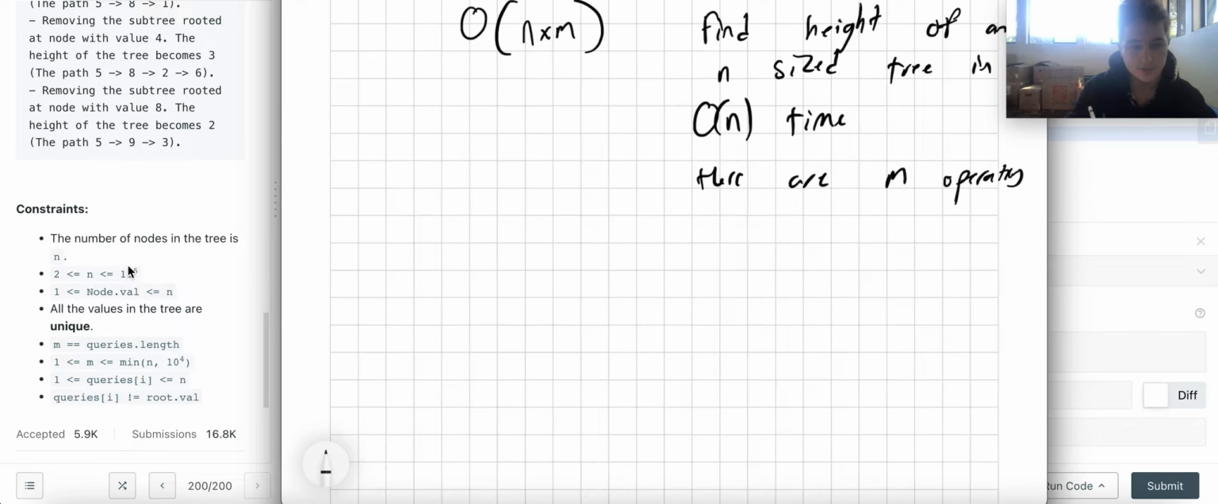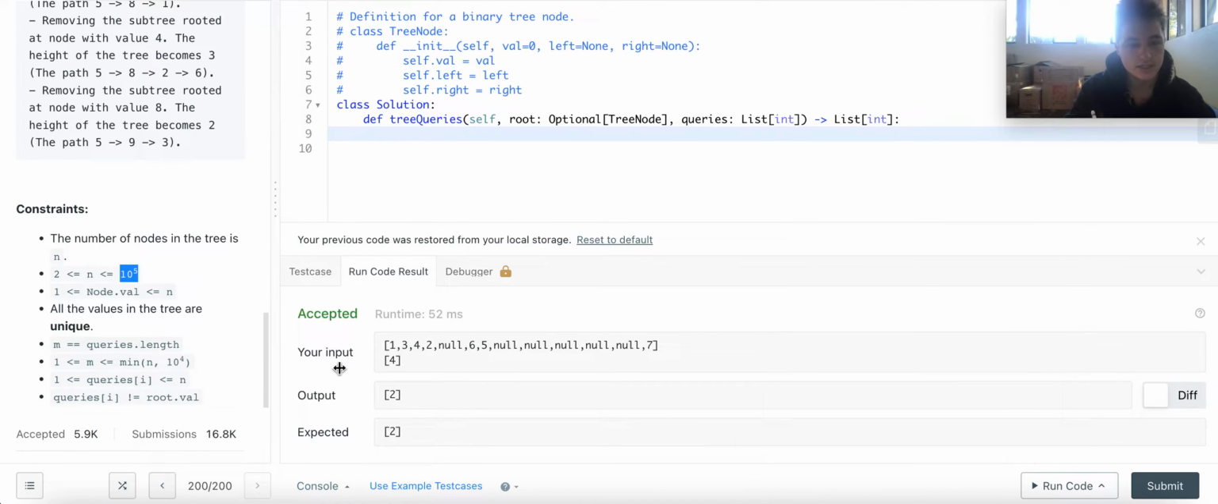So I don't think that's going to be efficient enough because this is 10 to the 5 and this is 10 to the 4, right?